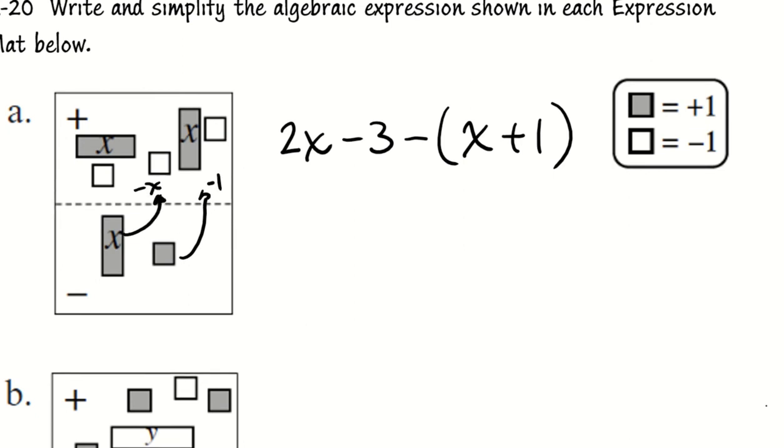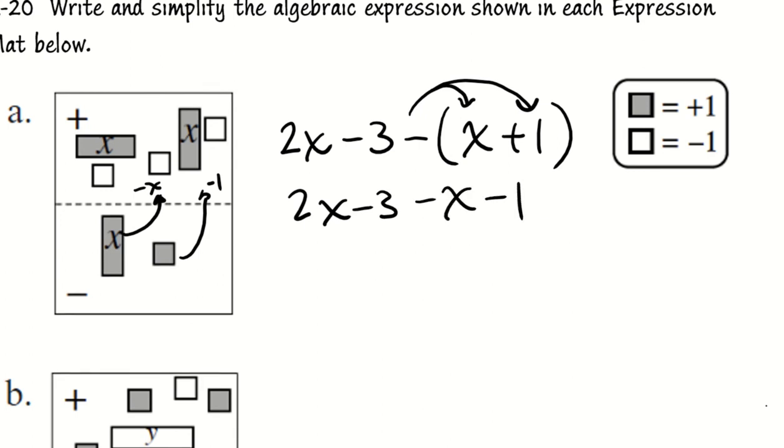And you can see that with the parentheses, right? If I distribute this negative to both of the terms inside, I end up with 2x minus 3 minus x minus 1. And I can simplify this. If we look closely, we do have a positive 2x and a negative x. And we also have a negative 3 and a negative 1.